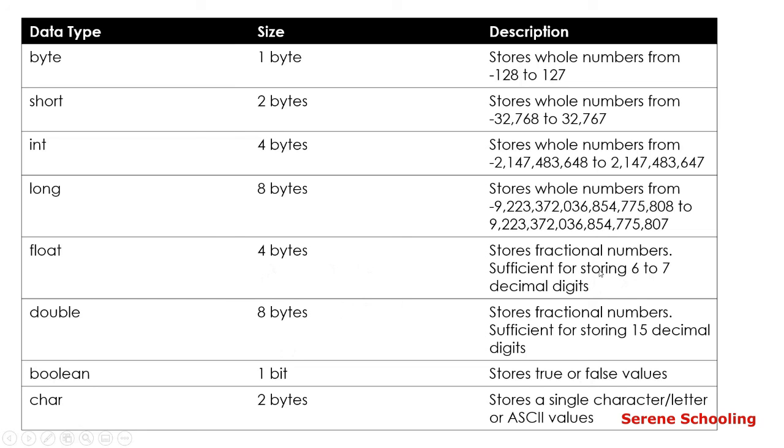As you can see, float can store decimals up to 6 to 7 decimal places, right? Double can store numbers up to 15 decimal places. You can look them up further on the internet. Boolean stores true or false values, as I have already explained. And char stores a single character. It can also store ASCII values. Actually, at the back end, the ASCII value of each character is getting stored. So that's also a feature that you can work with.